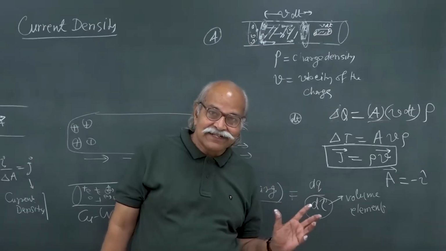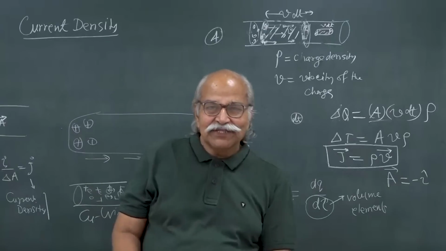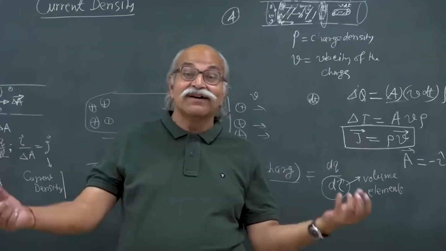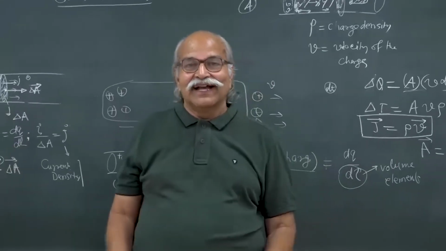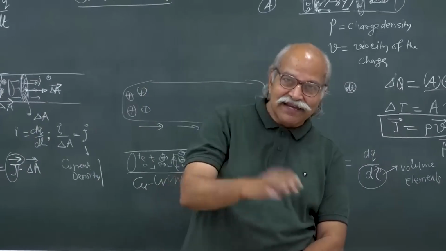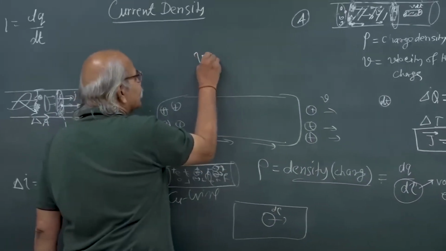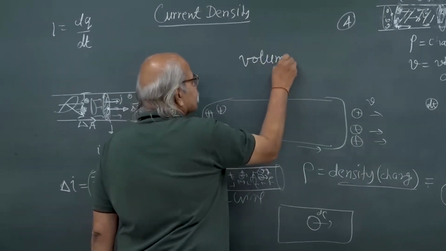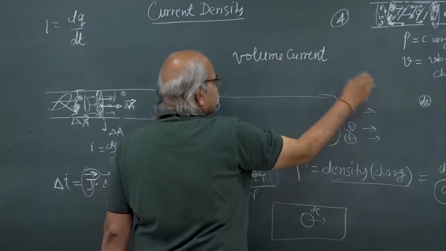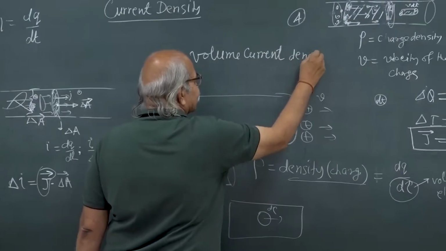This current means the current that we are talking about, and generally that will be the case. I have a wire, I have a material, and then the charges are flowing, and then I take a cross section and divide. So this is also known as the volume current density. This current is known as volume current, and this J which I have calculated is known as volume current density.